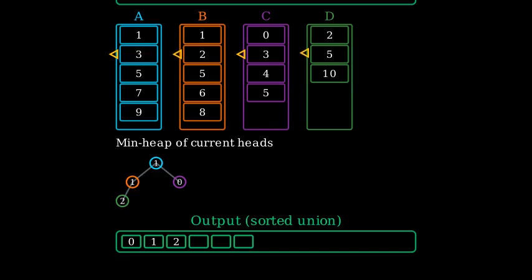Repeatedly extract the minimum head. Output it if it is different from the last output. Then advance only that array to its next value and reinsert. Continue until all inputs are exhausted. Complexity is n log k comparisons in memory. Input-output is a sequential pass.